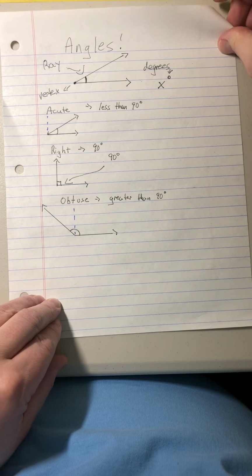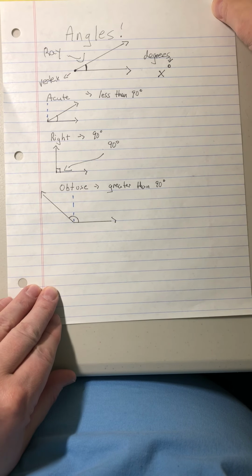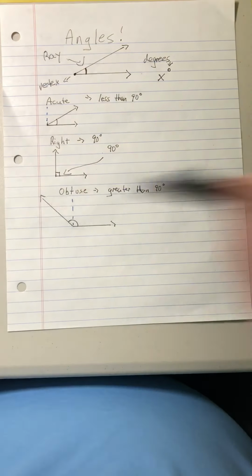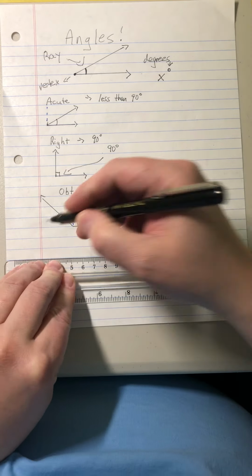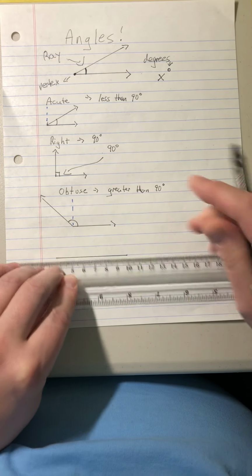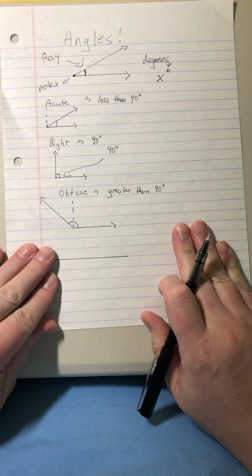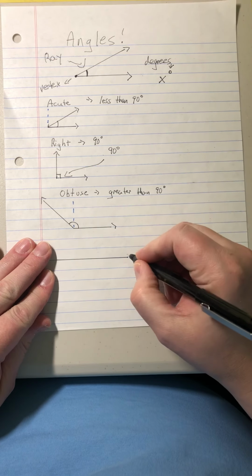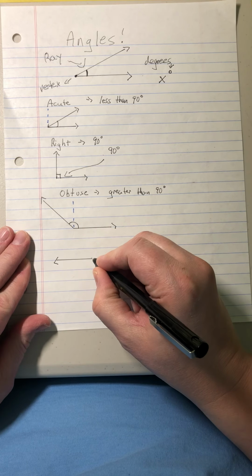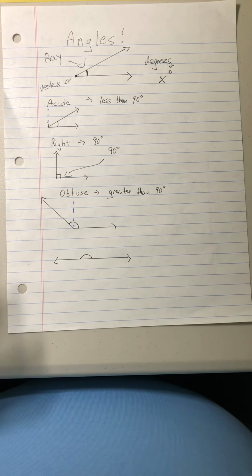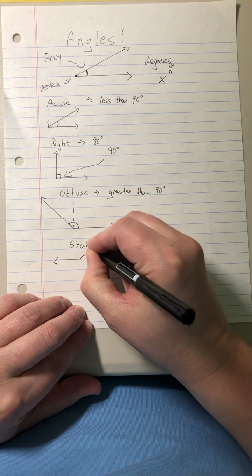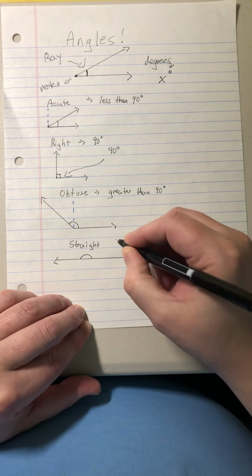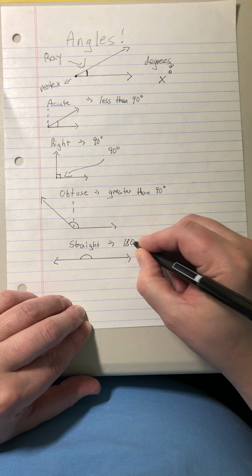Now these are the three main angles you'll be using mostly, but we have a couple other ones, and this one is really a very straightforward angle. And obviously you could see it's a straight line. So this angle, believe it or not, is called a straight angle, and it is 180 degrees.